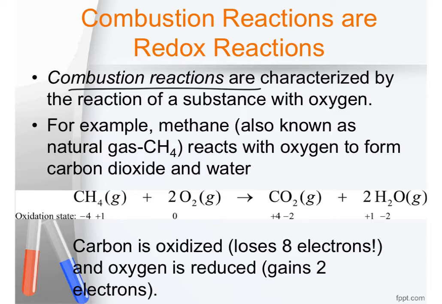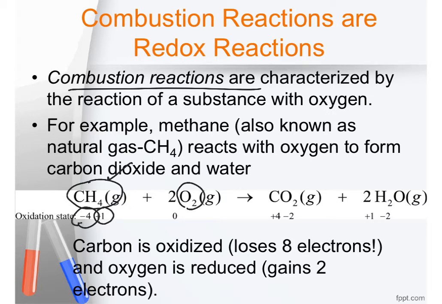All right, so we're going to look at a combustion reaction and just prove that it's a redox reaction. So we're going to start by assigning oxidation numbers. So let's look at methane. I'm going to give hydrogen +1, which means in this case, since CH4 is neutral, we have to give carbon a -4.